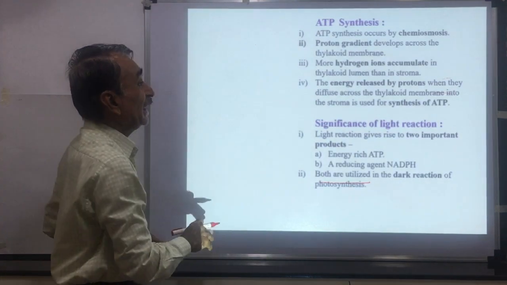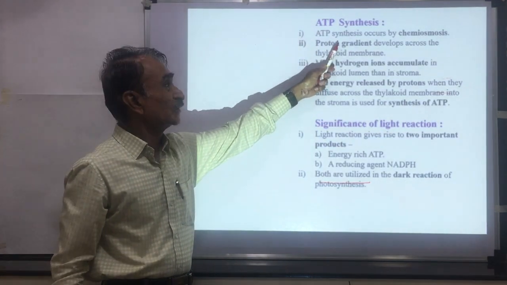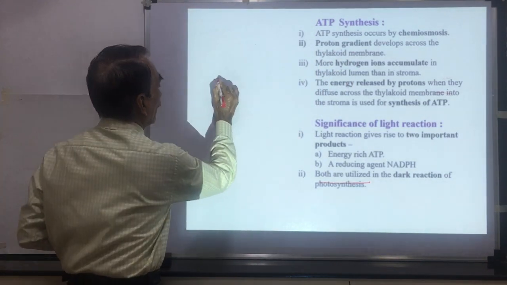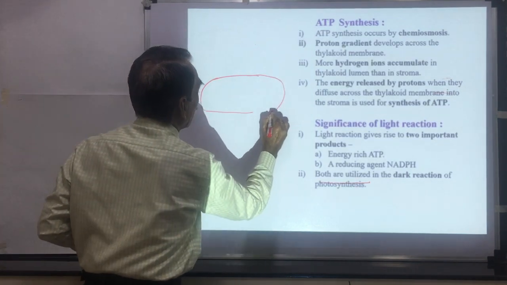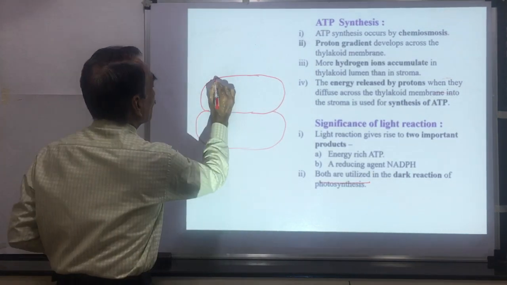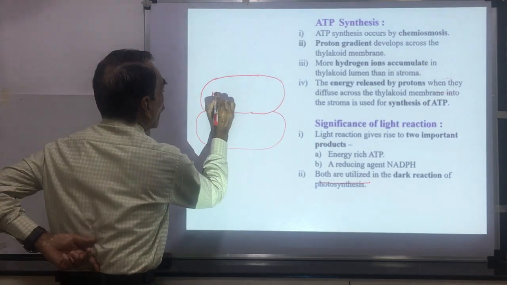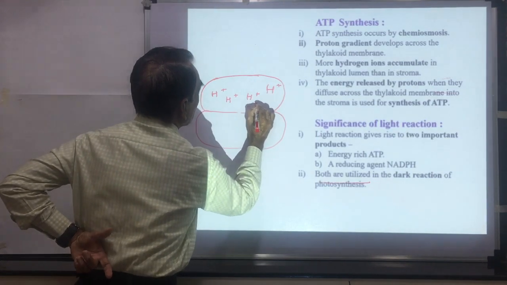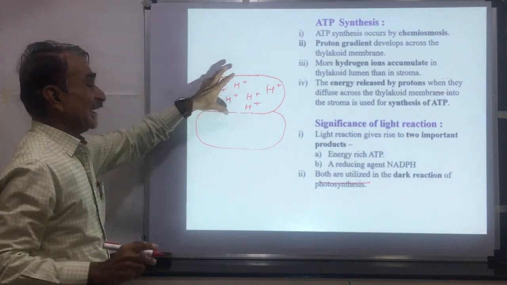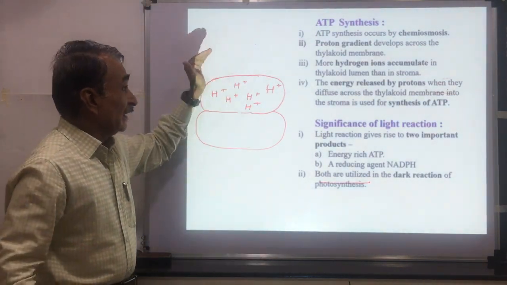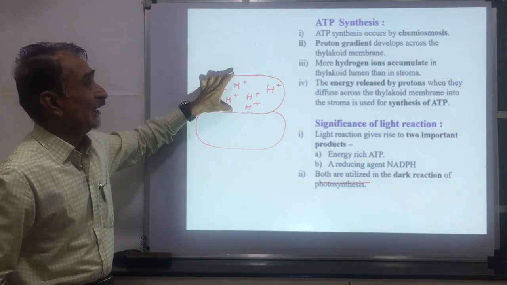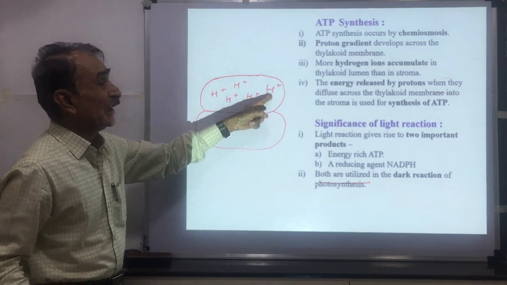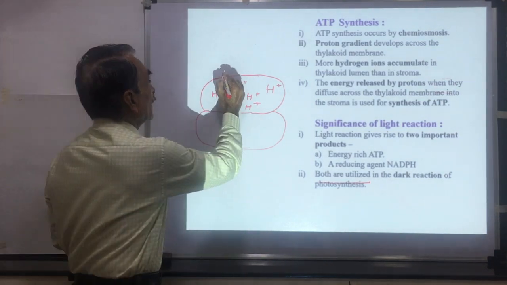Then ATP synthesis. ATP synthesis occurs by chemiosmosis. Proton gradient develops across the thylakoid membrane. Here this is the thylakoid. This is the thylakoid membrane. Here there is a proton gradient. Here there is a higher concentration of H plus ions, a higher concentration of protons. More hydrogen ions accumulate in the lumen of this thylakoid than in the stroma.